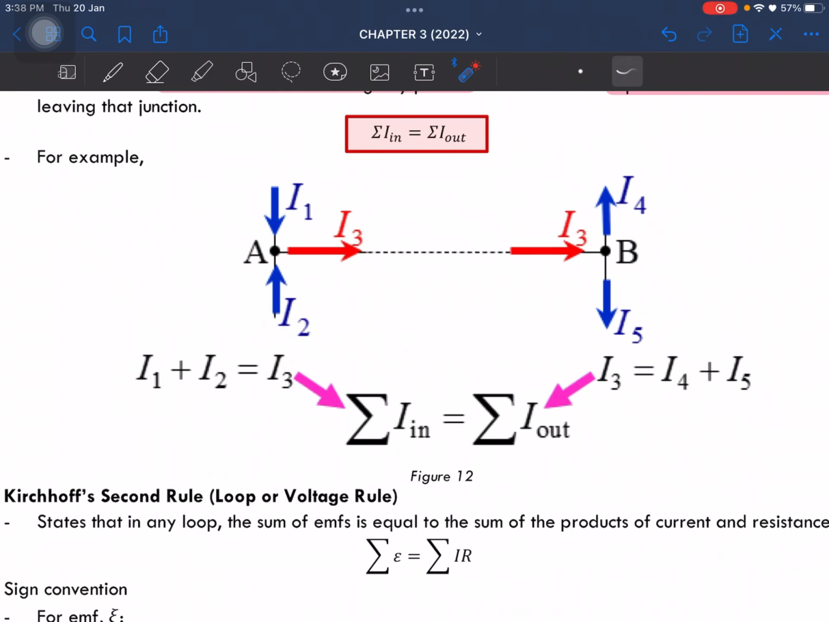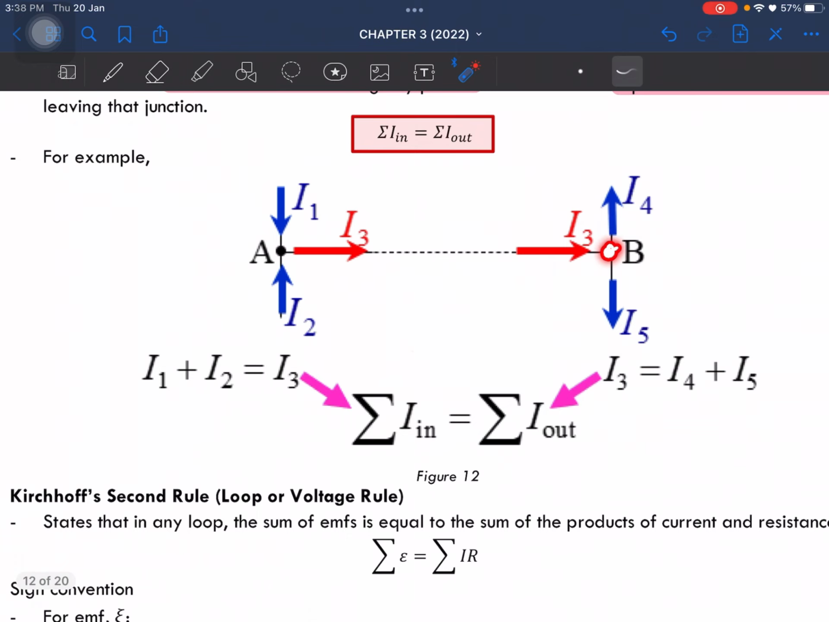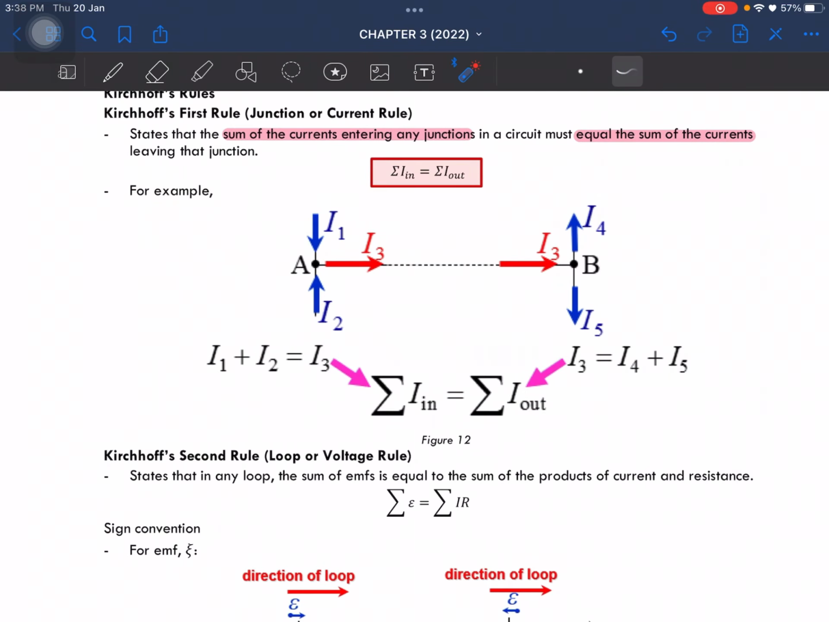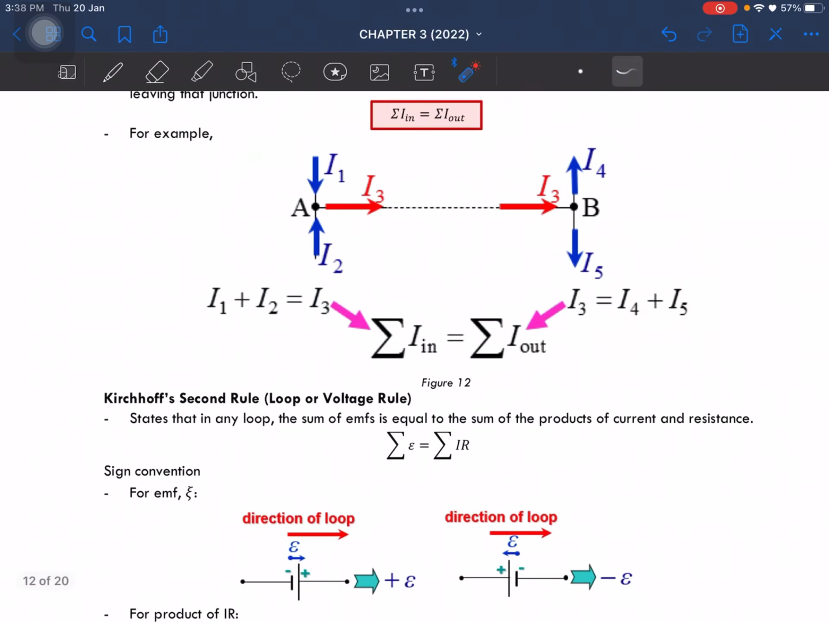Similar to point B here, junction B, the current going into the junction, which is I3, is equal to the current going out of the junction, which is I4 and I5. So that is the junction or current rule. Kirchhoff's first rule is for current only.